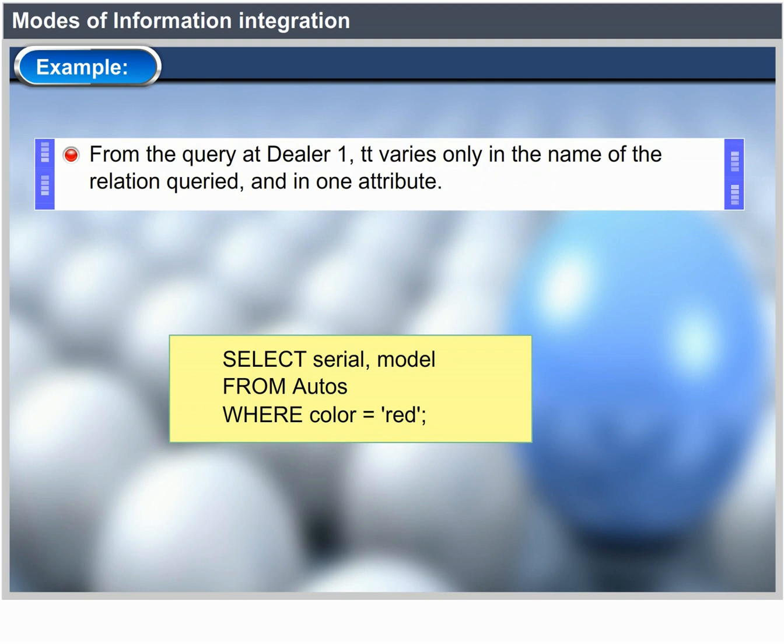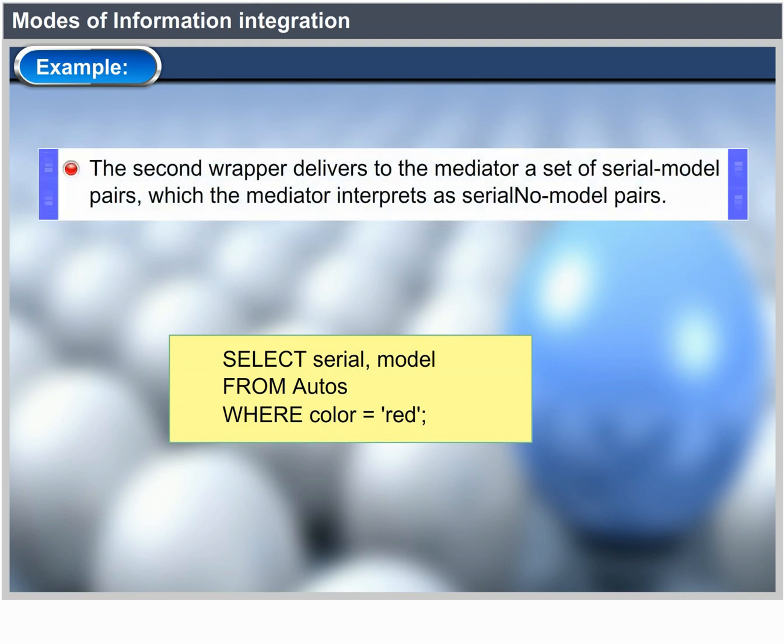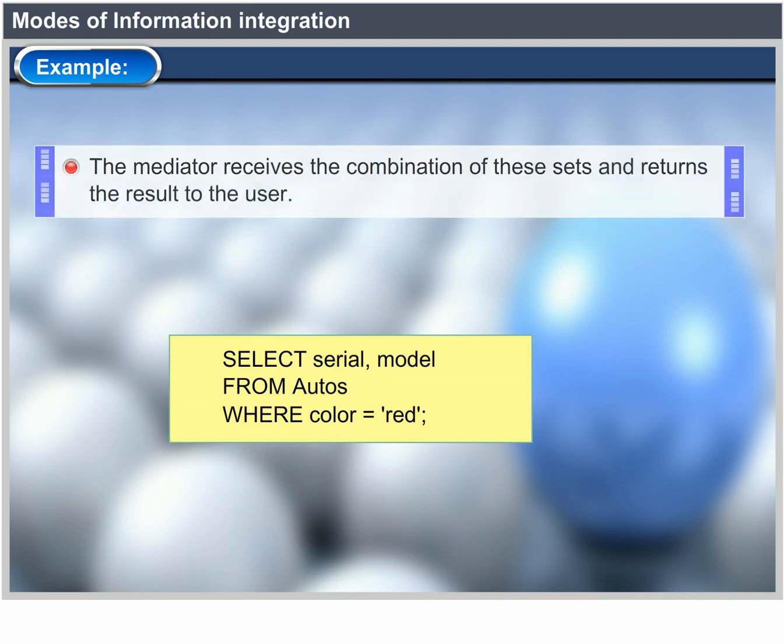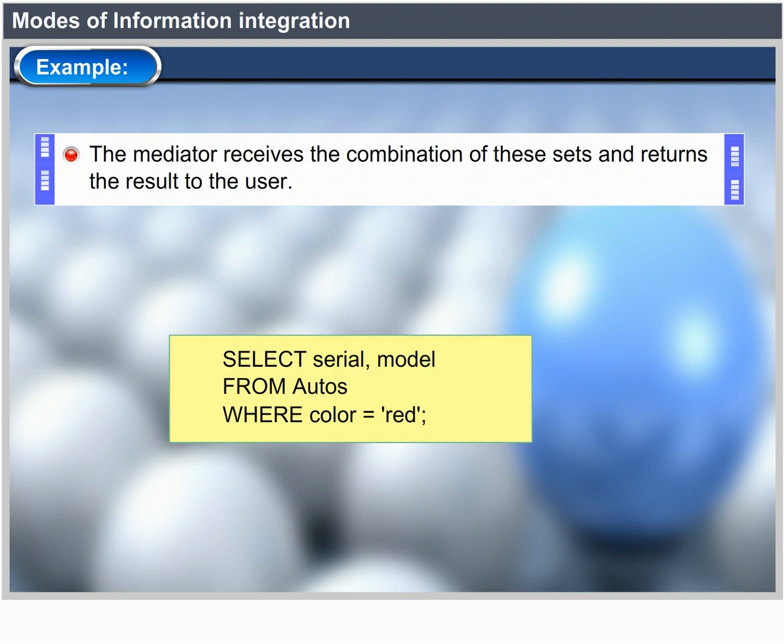The second wrapper returns to the mediator a set of serial model pairs, which the mediator interprets as serial number model pairs. The mediator takes the union of these sets and returns the result to the user.